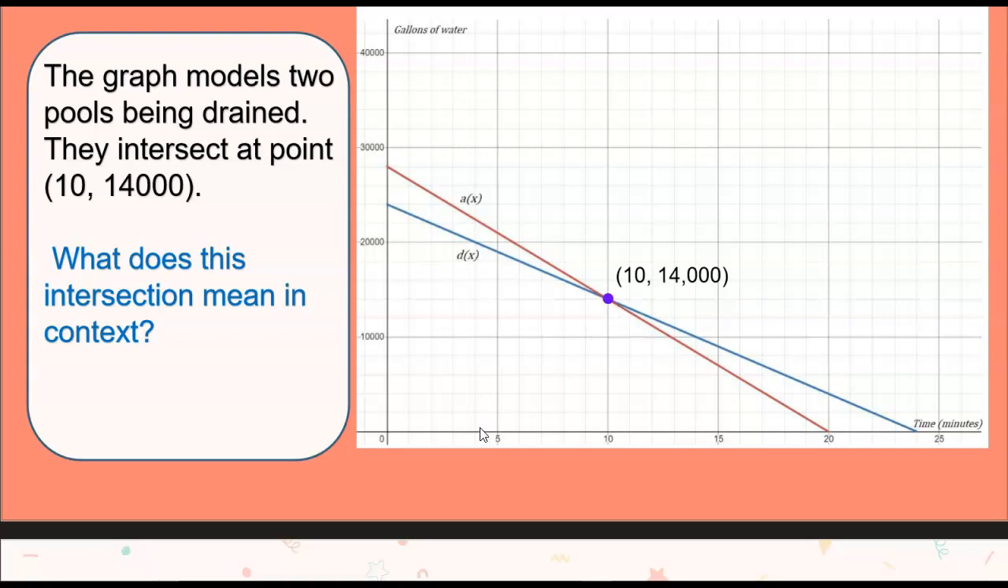Well, we know that this indicates 10 minutes, and then 14,000 gallons of water. So at 10 minutes, they both have 14,000 gallons of water. They have the same amount of water at that time. So that's what an intersection means here, because we're measuring the amount of water.